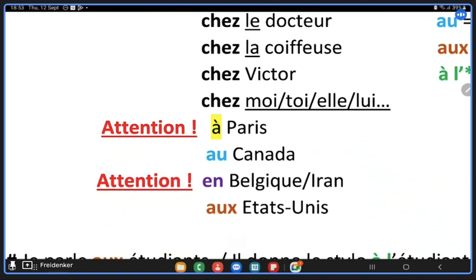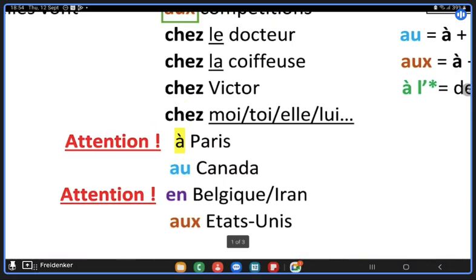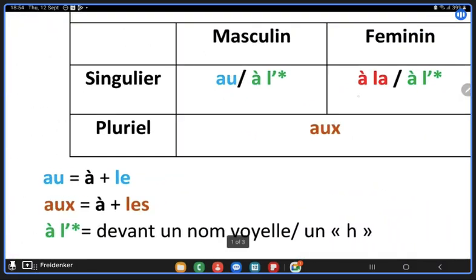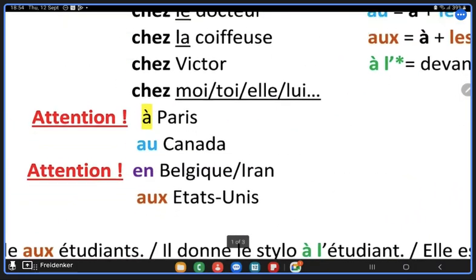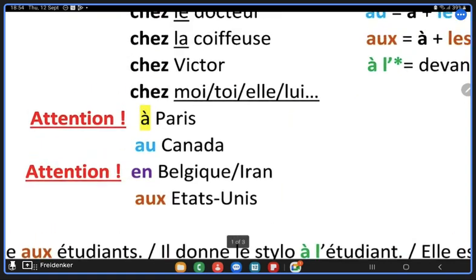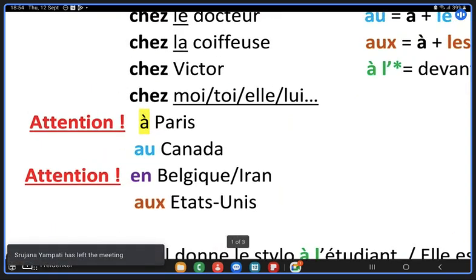Masculine countries get AU. If I'm saying I'm going to Canada, I say je vais au Canada, AU Canada. If I'm talking about feminine countries or countries beginning with a vowel, I will have to write EN. Here it is not À LA, it is EN. I am not getting this À LA here for countries. That one thing is different, but all the rest are the same. AUX for plural countries. All of this was done in the previous semester.